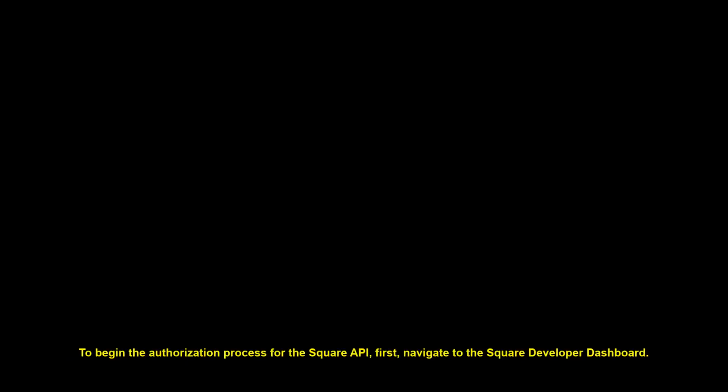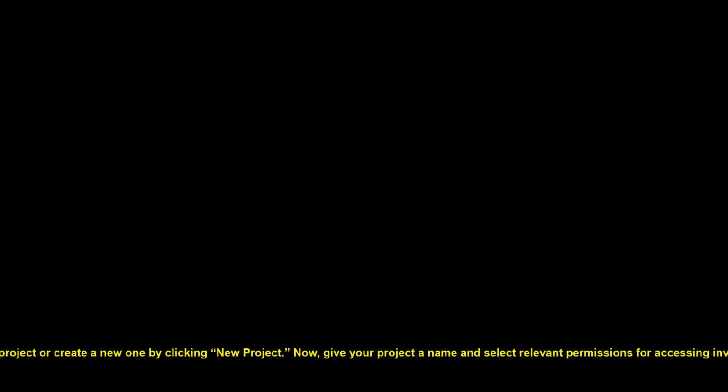To begin the authorization process for the Square API, first, navigate to the Square developer dashboard. Log in with your Square account credentials. Once logged in, find and click on Projects in the top menu. Select an existing project or create a new one by clicking New Project.